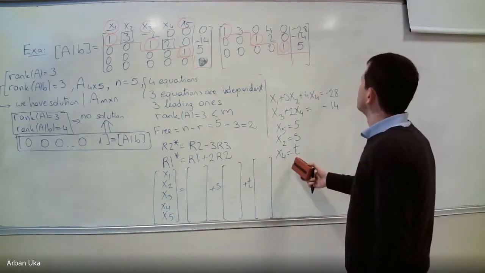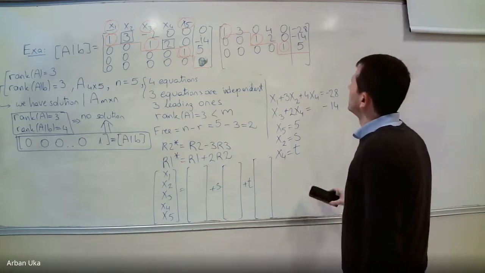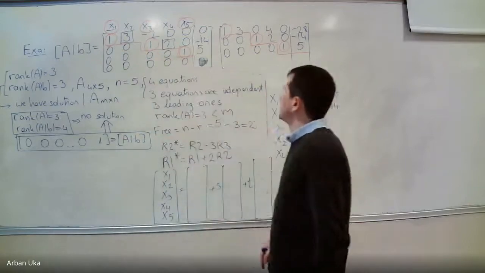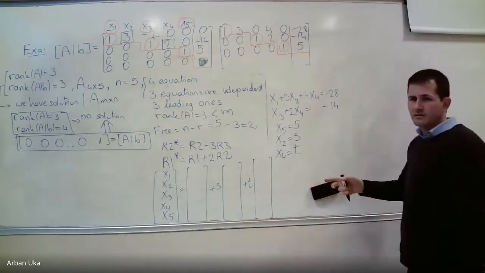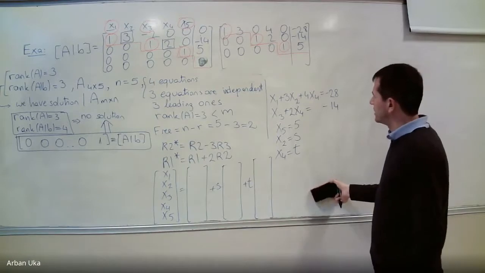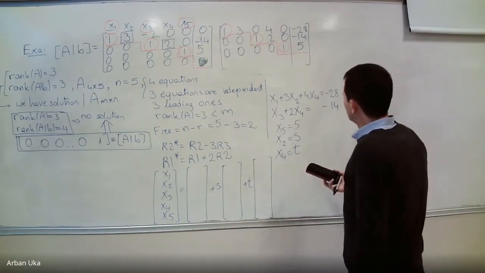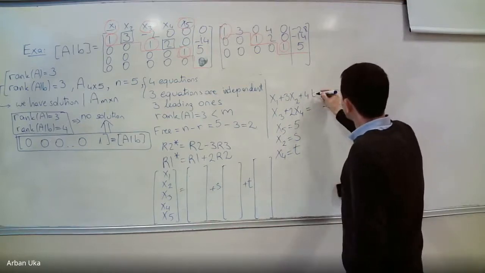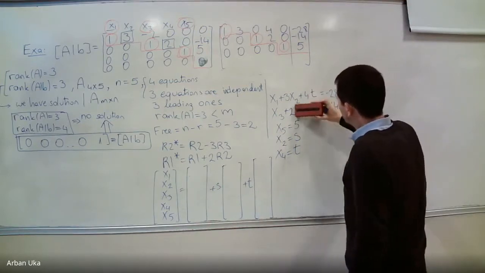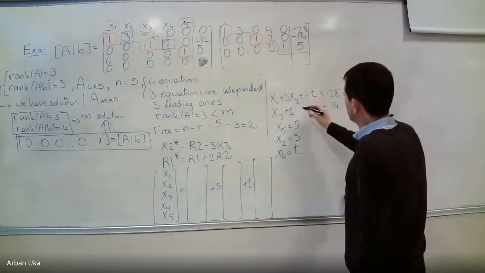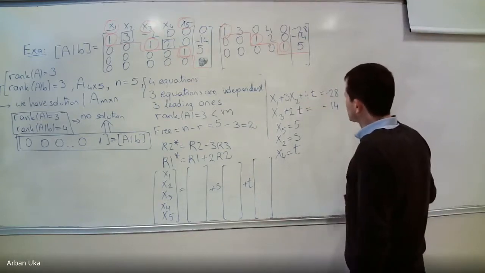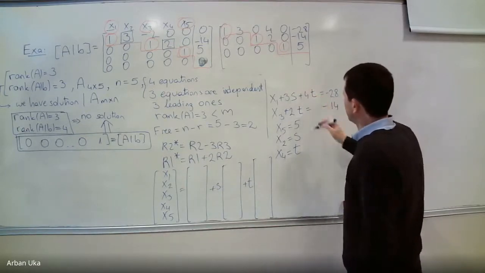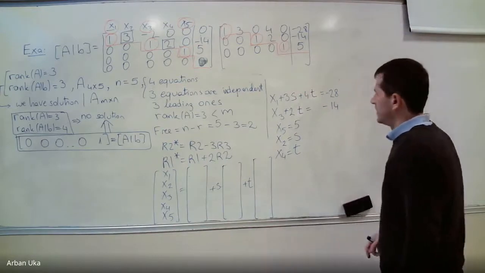Well, x4 is a free variable, right? So the leading ones are in columns 1, 3 and 5 here. X2 and x4 are free variables. So it can be any number. We cannot constrain it. So here, x4 we can write as t, 4t, and this x4 we can write as another t. And x2 is s. And this is all.